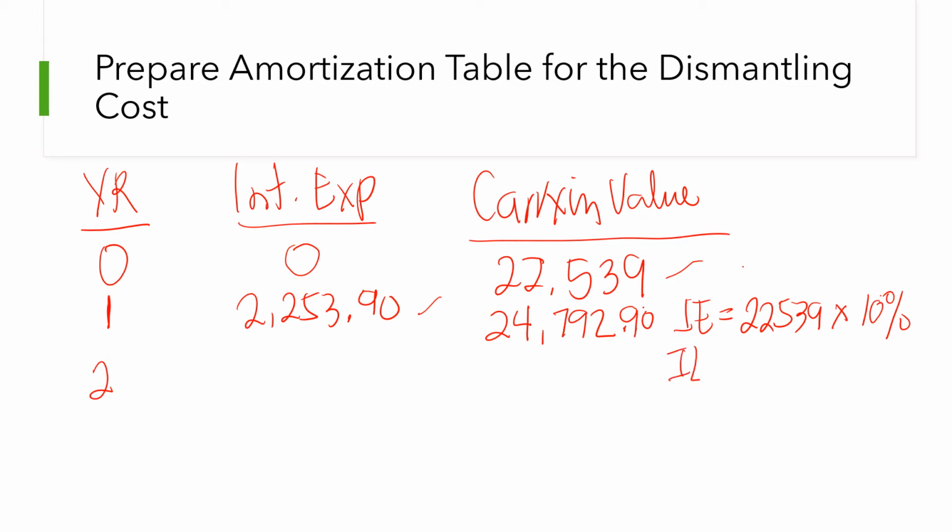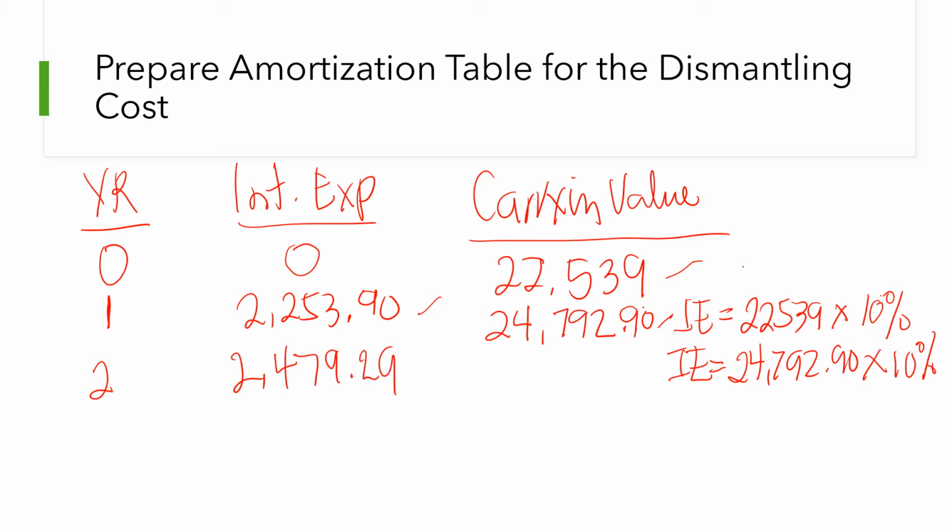So the interest expense is computed as 24,792.90, the carrying value at the start, multiplied by the borrowing cost or the average borrowing cost, which is 10%. So that will give us 2,479.29. So we need to add again. So 24,792.90 plus 2,479.29. So that will give us 27,222.19.